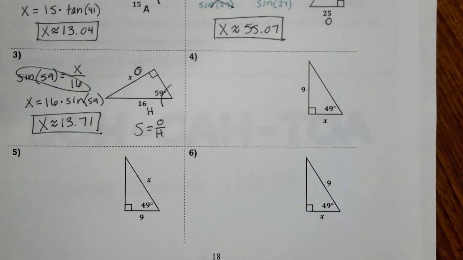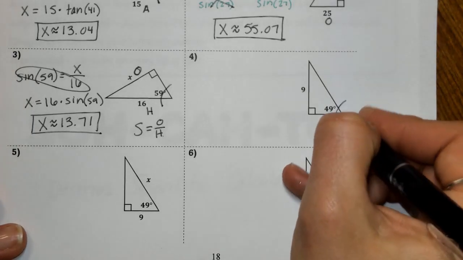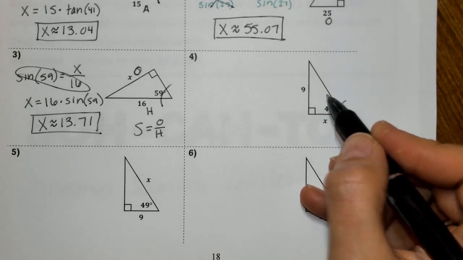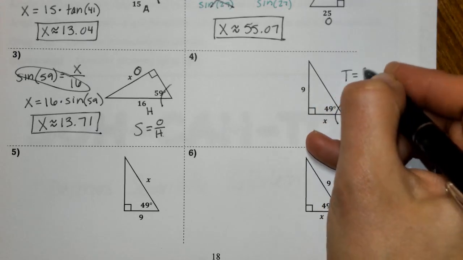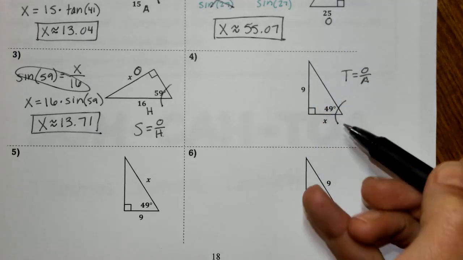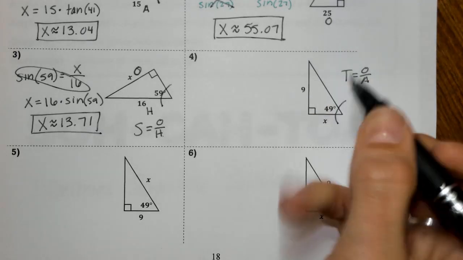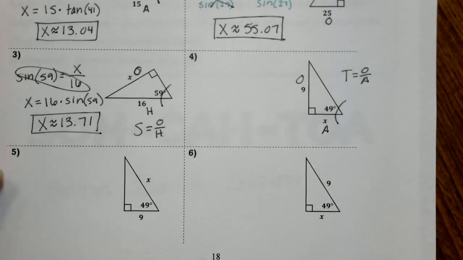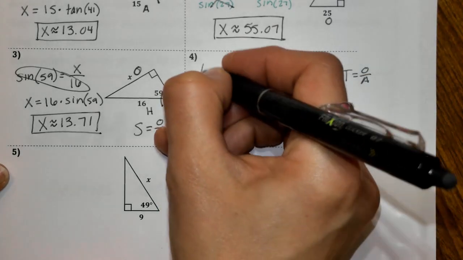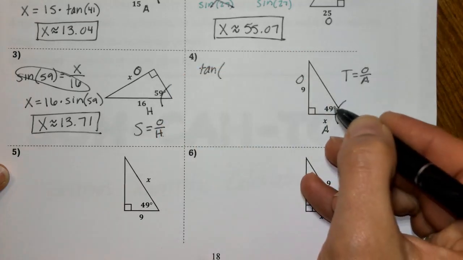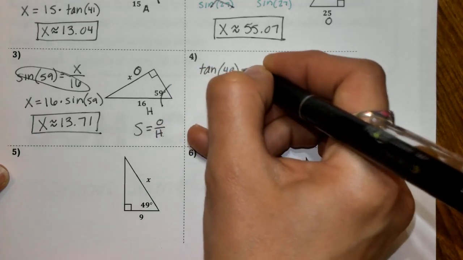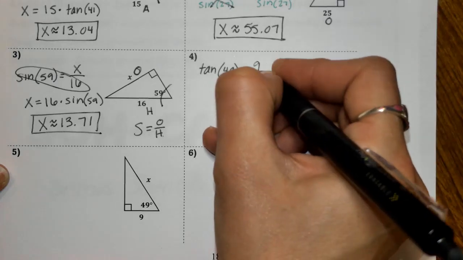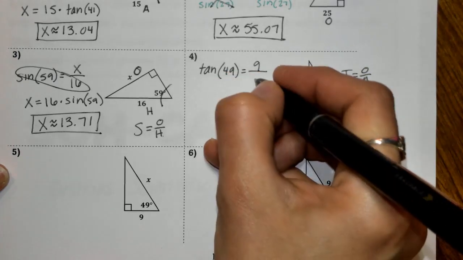Next problem, angle of perspective right here at 49. I'm seeing I am not using the hypotenuse. So automatically I know that I'm using tangent or TOA. So let's label our opposite and our adjacent. We'll go ahead and set up the tangent of the angle measurement, 49. This will be equal to the ratio of opposite, 9, over adjacent, x.